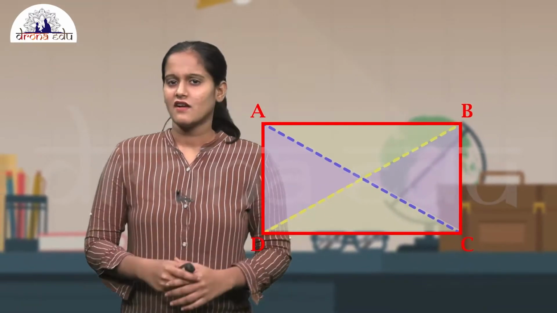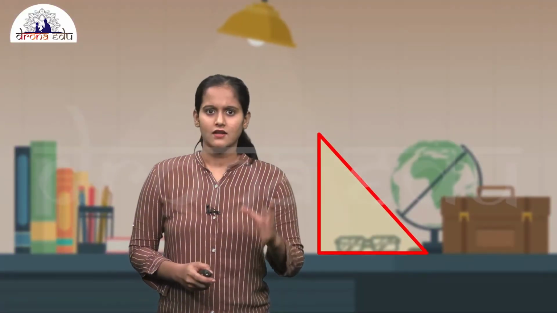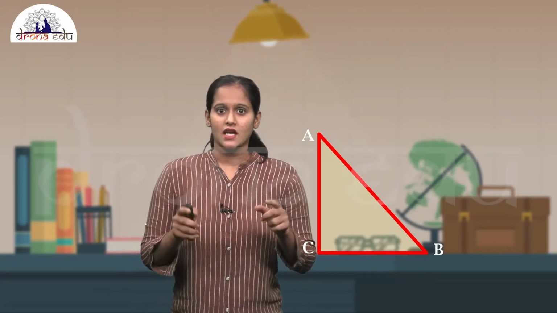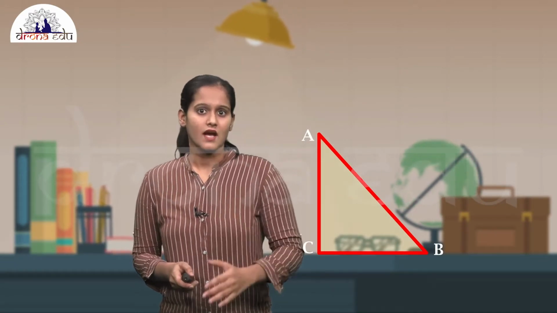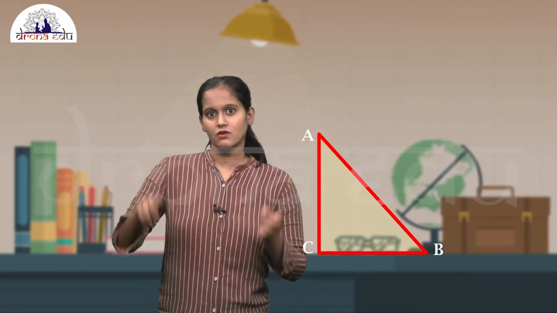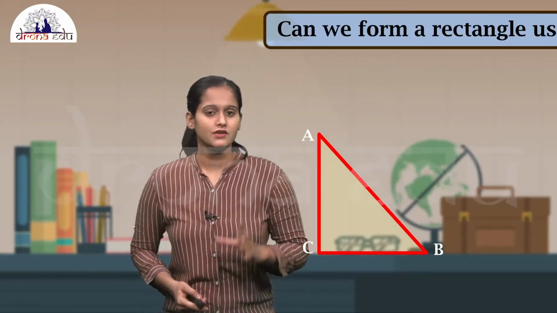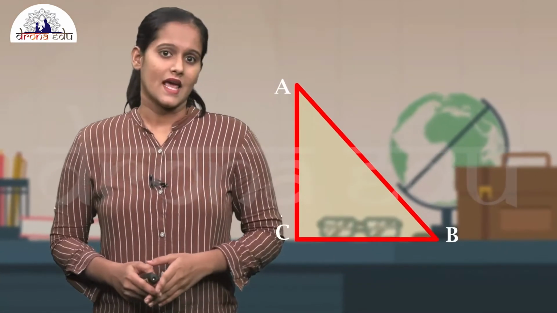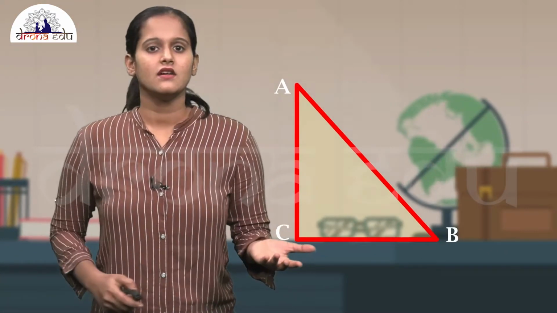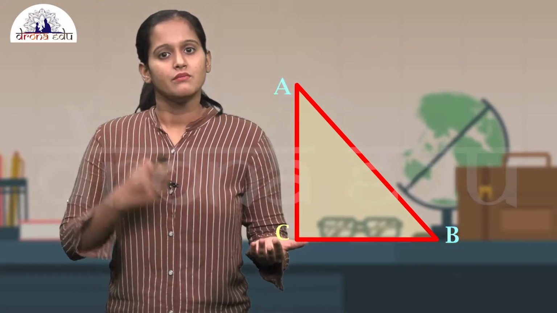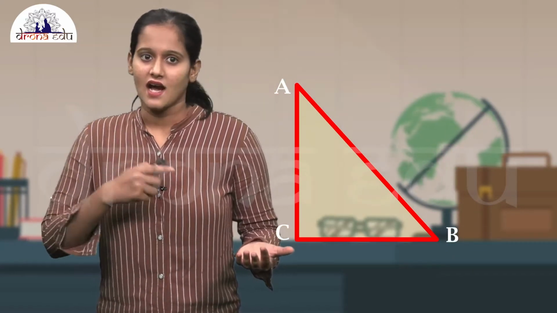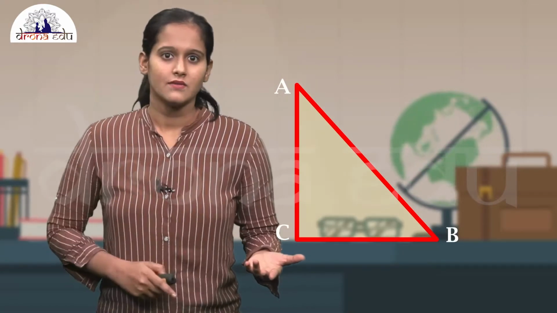Let us consider a right angle triangle ABC here. So what was the question? Can we form a rectangle using the triangles? Before, we formed the triangle using a rectangle, so let's do the reverse. Can we form a rectangle using a triangle? For that, I'm going to consider the right angle triangle ABC here, like this. If you observe, AB, BC and AC are the 3 sides and A, B, C are the vertices of the triangle.